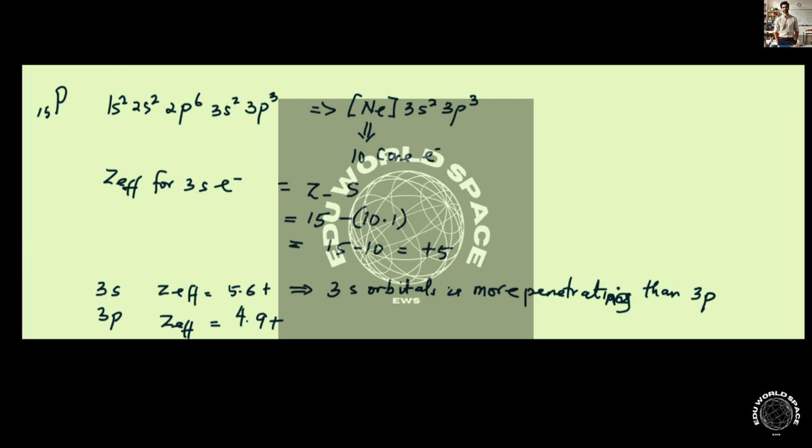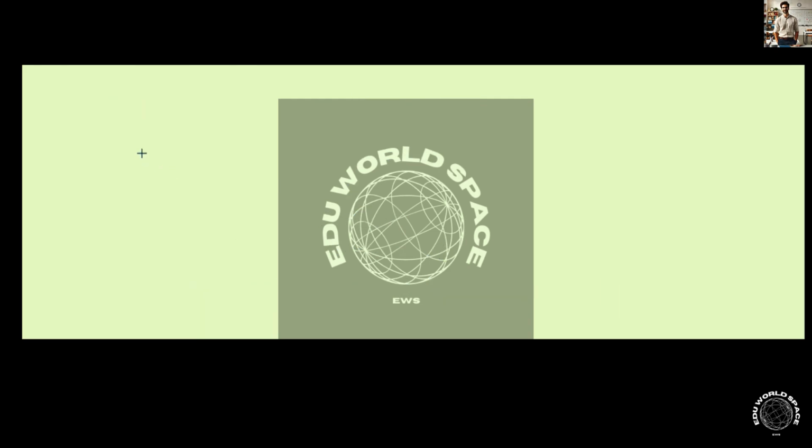So the next question said, if we remove a single electron from the P atom, from phosphorus, so if we have 15 phosphorus and then we remove one electron, we're going to have, of course, 15 phosphorus, but now with 14 electrons. And here we have 15 electrons. So the question is asking us where the electron will be removed from. Of course, the electron will be removed from the p orbital.